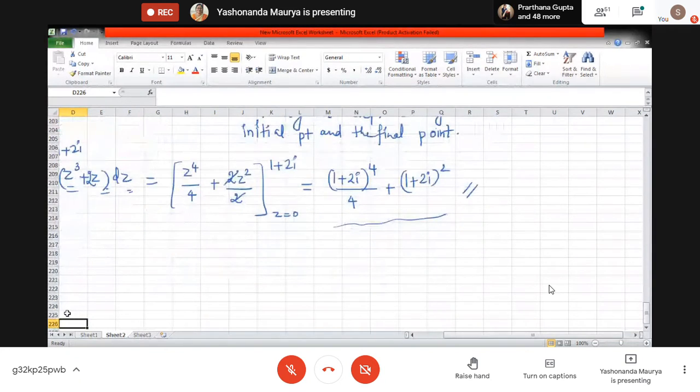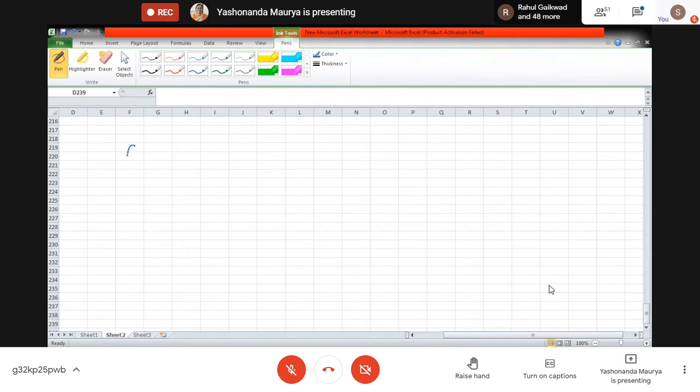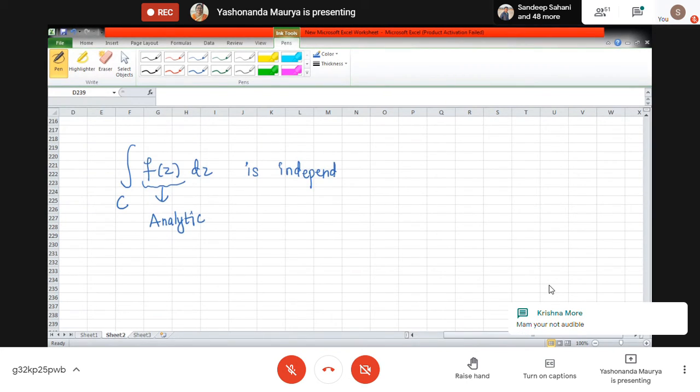So what is our understanding right now? That if we are evaluating an integral of a function which is analytic, then it does not depend on the path. It depends only on the end point. This integral is independent of the path.